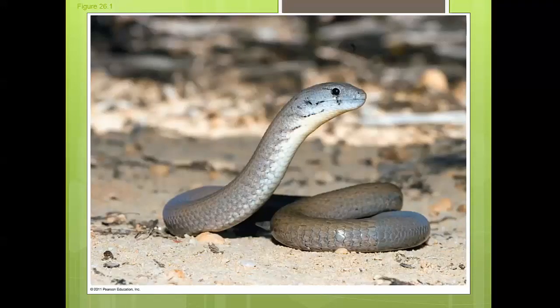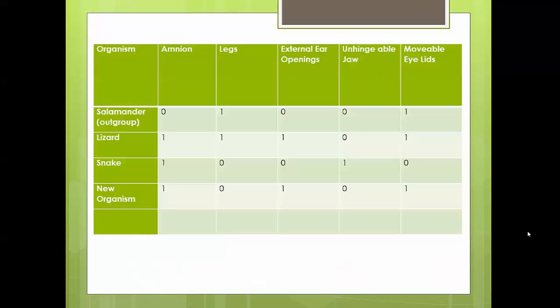So this organism was classified by Linnaeus as a snake, and you might look at it and come to a very similar conclusion. We need to look at its characteristics. And if we build a data matrix, which is the name of those tables where we classify what traits the organisms have, let's have a look. Here's the data matrix. Here's salamander as our outgroup, and then we have lizards, snakes, and this new organism on the list, and we can now try to compare and contrast it with these other organisms.